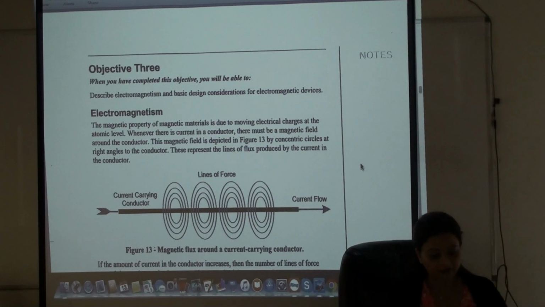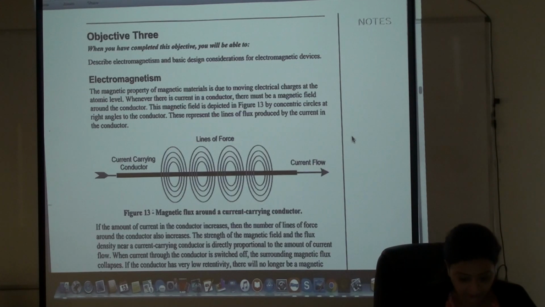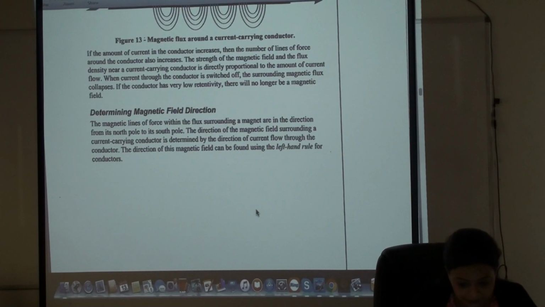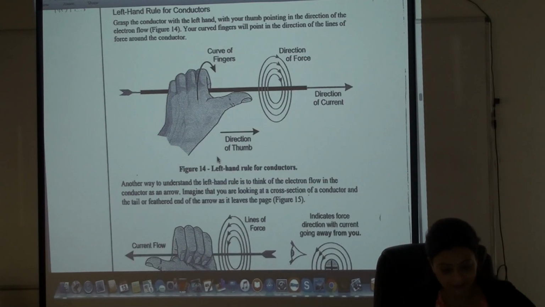Objective 3, we are going to learn more. Here he is explaining, actually the whole essence of this page will be the left-hand rule. So I'm going to scroll down and show you right there, guys. Here he is explaining the left-hand rule, where he would show you the finger just like how I pointed this. So I'm going to show you how it looks.